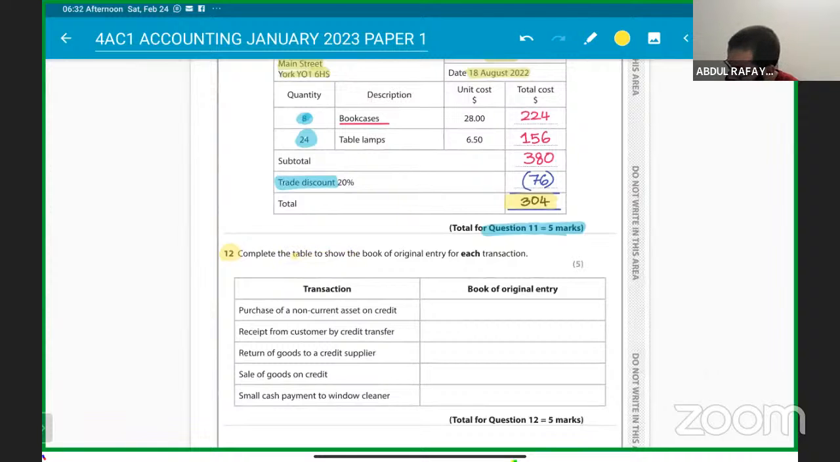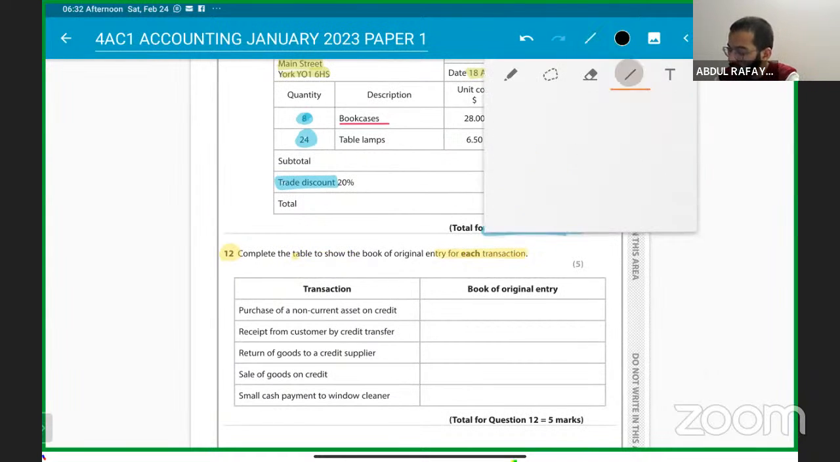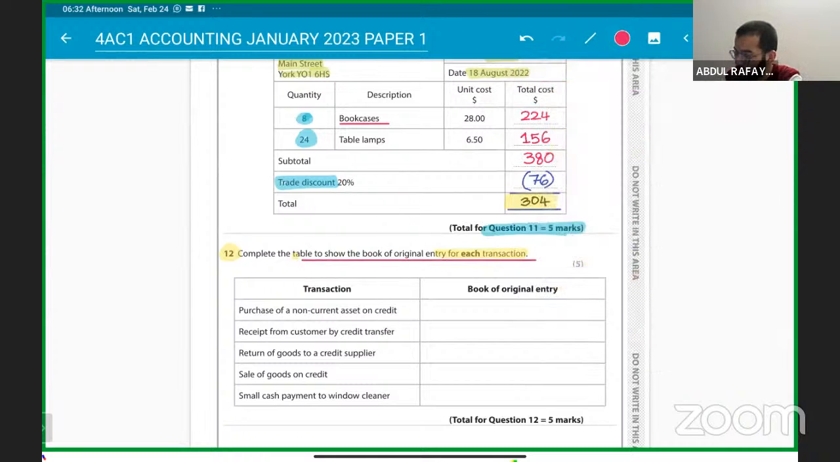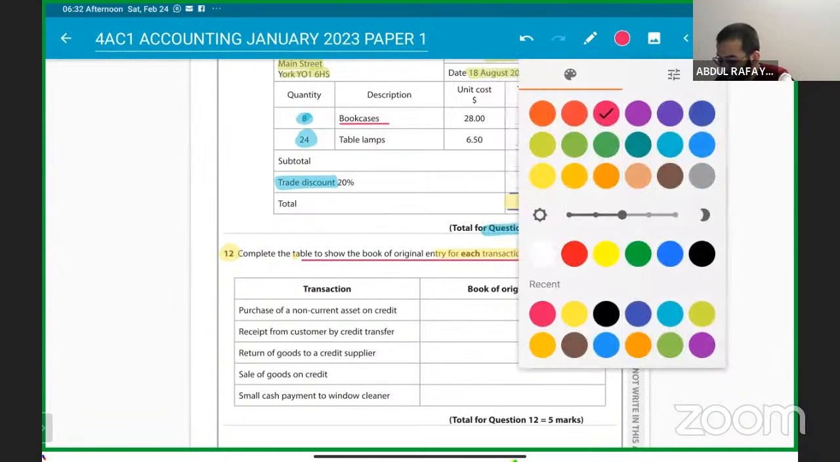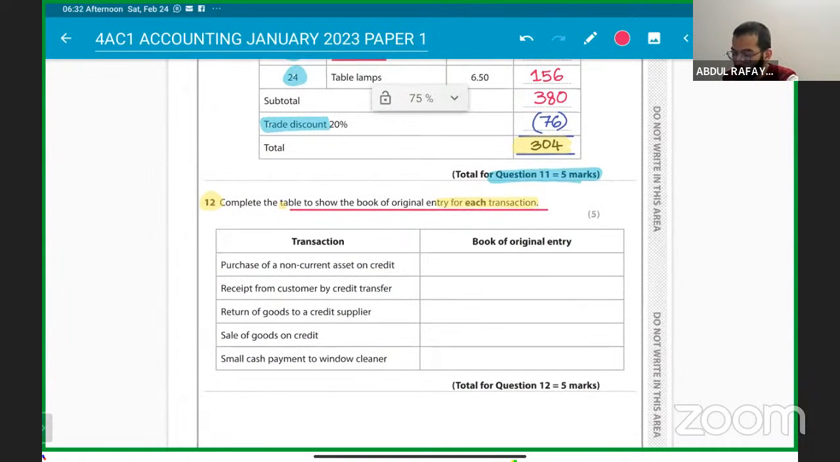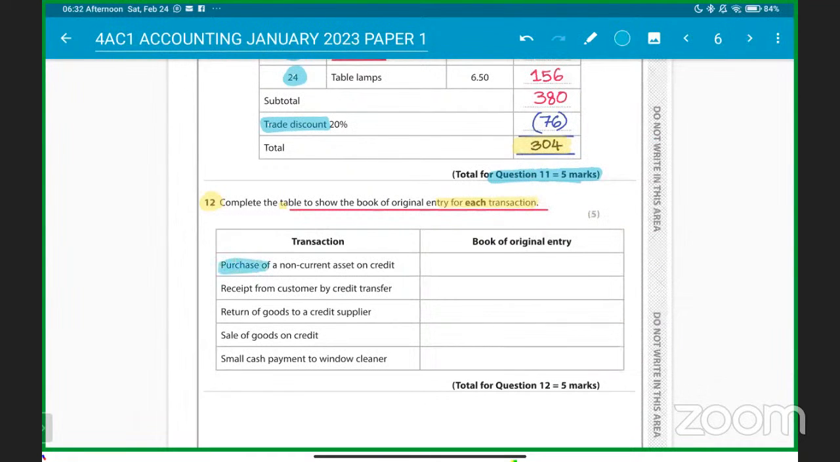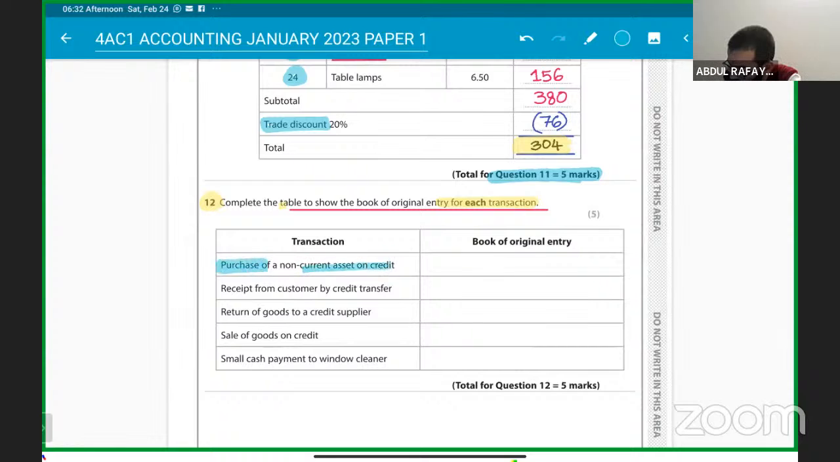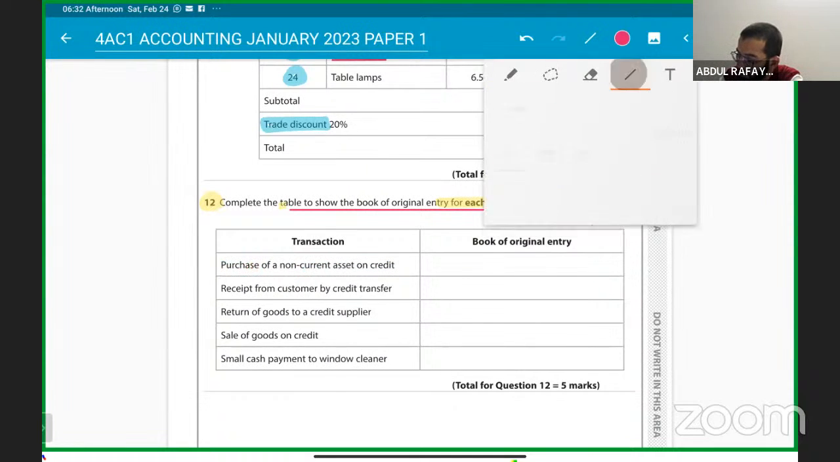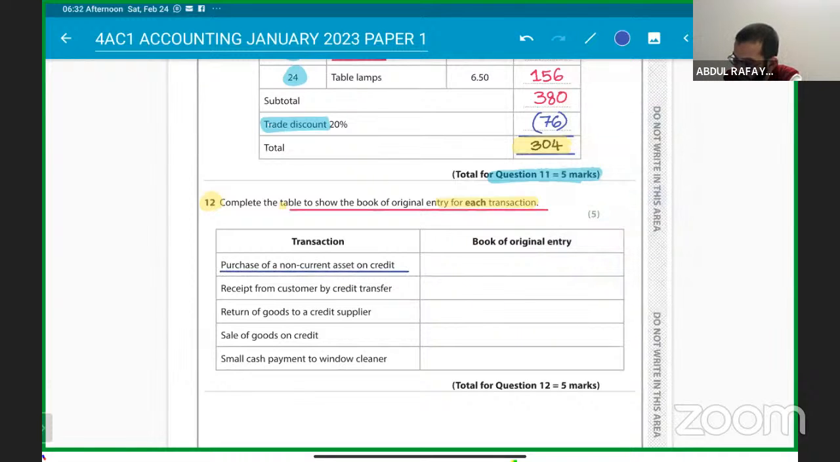Complete the table to show the book of original entry for each transaction. So for 5 marks, we have to see purchase of a non-current asset on credit. What will be the book of original entry? Received from customers by a credit transfer. So let's try to work it out. Got it? Purchase of non-current asset on credit. So what is the purchase of a non-current asset on credit?